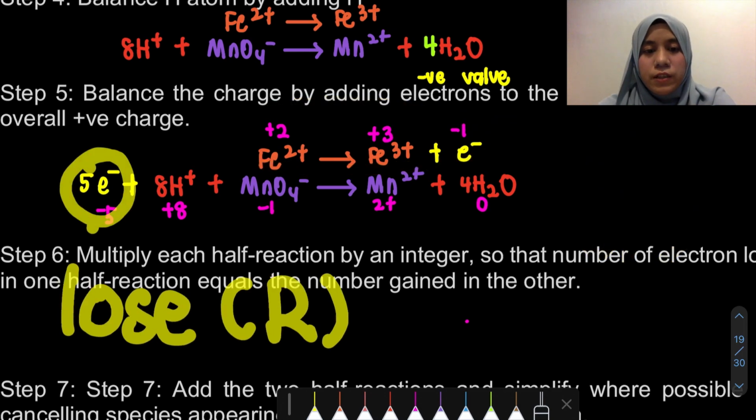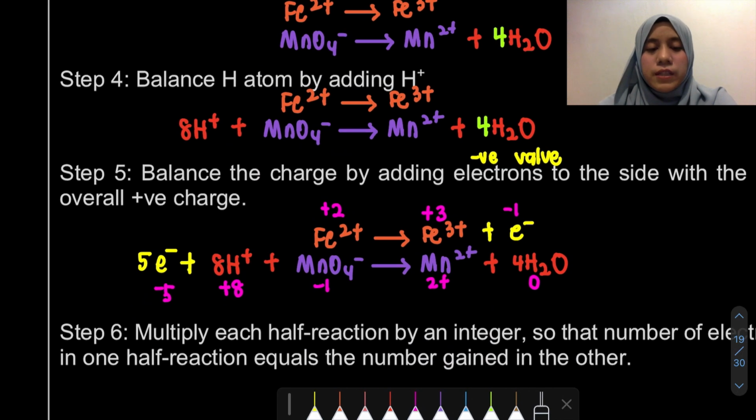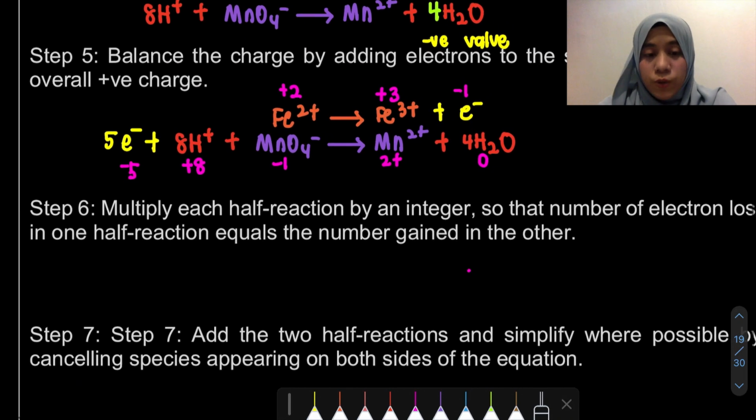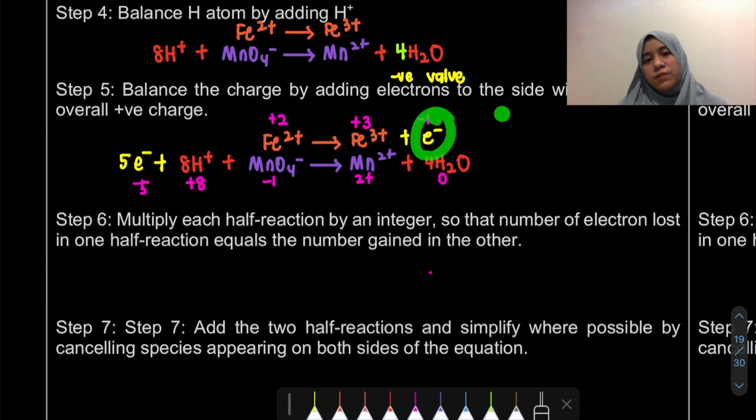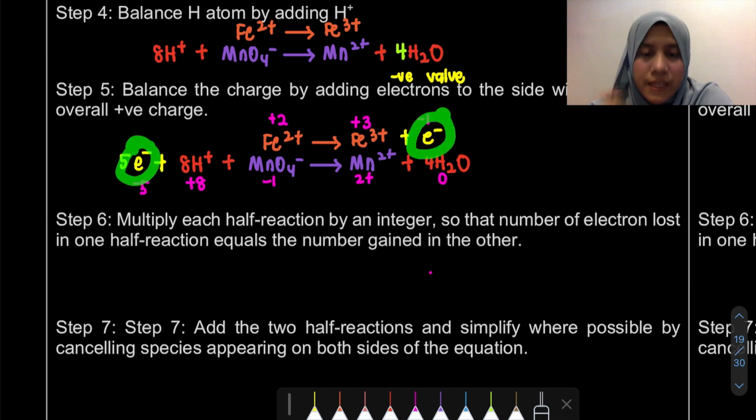Okay, so macam mana kita nak tahu dia gain ke lose? Kalau gain electron maknanya electron is on the product side. Kalau lose electron is actually on the reactant side. So make sure electron tu mesti opposite side sebab this is a process of losing and gaining electron. So macam mana nak balancekan electron itself? Kita kena balancekan electron so that we can cancel out the electron.